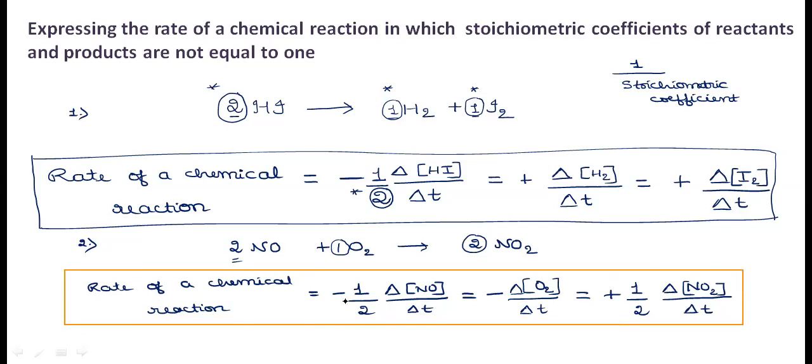When you are writing for a reactant, put the negative sign. When you are writing for a product, put the positive sign. Keep this in mind, and whatever the stoichiometric value is, you divide by it, so it is divisible by 1.